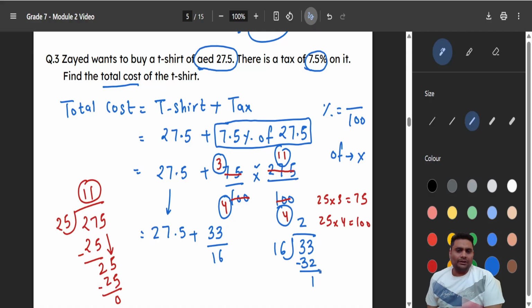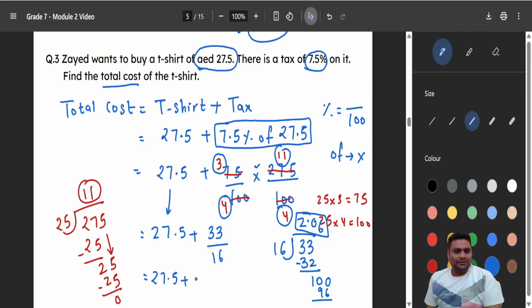There is no number to bring down. So what will I do? I need a bigger number here. Bigger than what? Bigger than 16. So what will I do? You put a point in the answer. The point gives you the power to put a 0 here. Check the 10. Is the 10 bigger than 16? No. Still smaller. Now if you need one more 0, you have to put a 0 in the answer also. Now 16 times 6 will be 96, which is very close to 100, right? No need to solve further. We need the answer only up to 2 places of decimal. So 2.06, right?